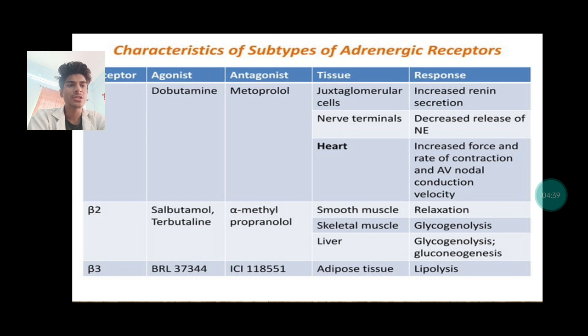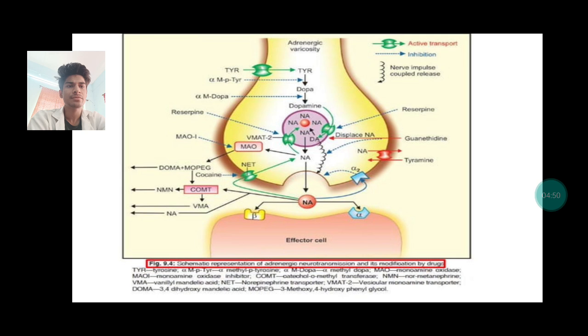Function of beta 2 receptor is relaxation, glycogenolysis, gluconeogenesis. Beta 3 receptor function is lipolysis. Here is the schematic representation of adrenergic neurotransmission. We can see tyrosine is converted into dopa, dopa is converted into dopamine, and dopamine then releases the noradrenaline, which then binds to its receptors alpha and beta.